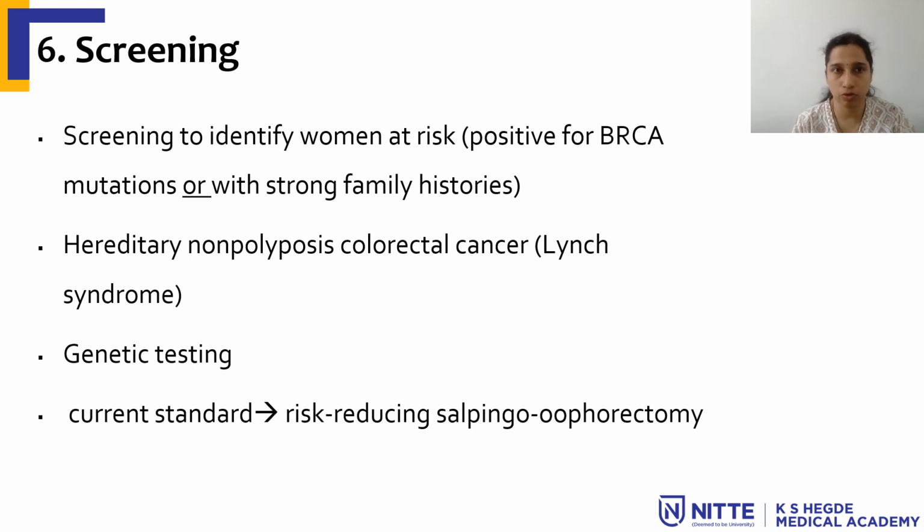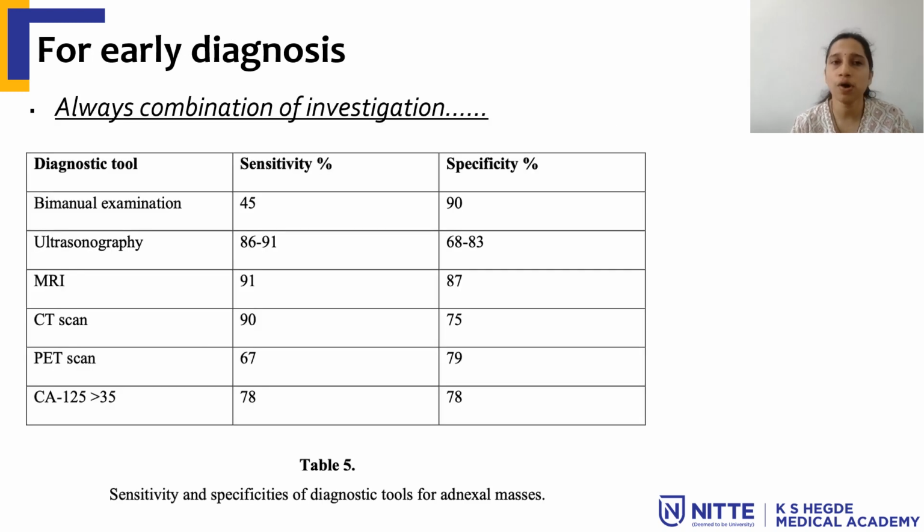So coming to screening tests. Screening tests are important if the woman is at risk of ovarian cancer, like if she has close relatives with history of gynecological malignancy or non-gynecological malignancy, like hereditary non-polyposis colon cancer, that is Lynch syndrome. So the current standard for the procedure is risk reducing salpingo-oophorectomy if they have a familial syndrome. For early diagnosis using screening techniques, a combination of investigations is always indicated because none of the individual tests has 100% sensitivity or specificity.